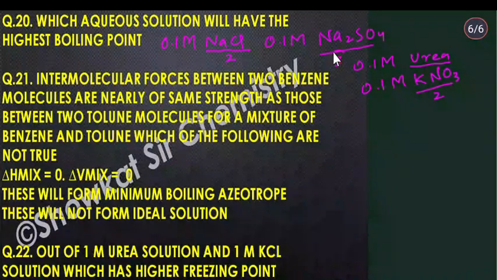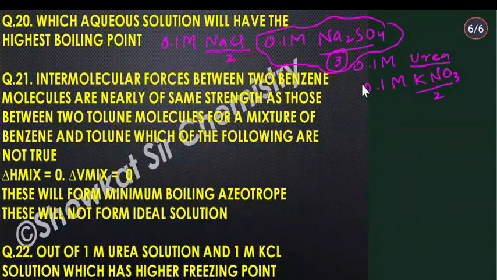So where is the maximum number of particles? That is here in case of sodium sulfate. So this will be the correct option for this. So you will remember that 0.1 molar sodium sulfate will be here the answer. That means it will have highest boiling point, correct?